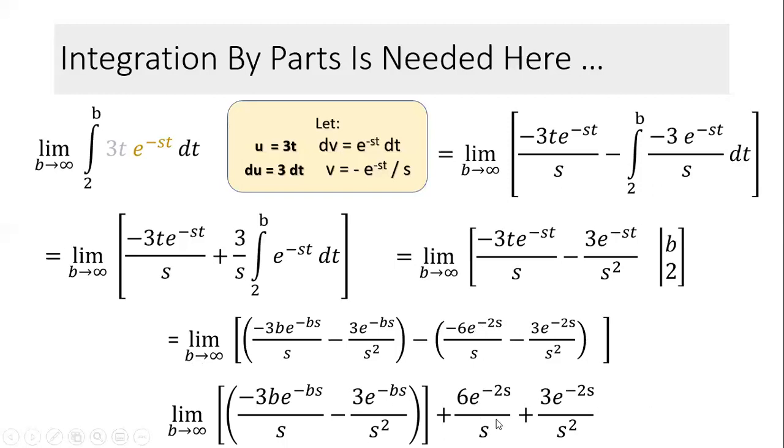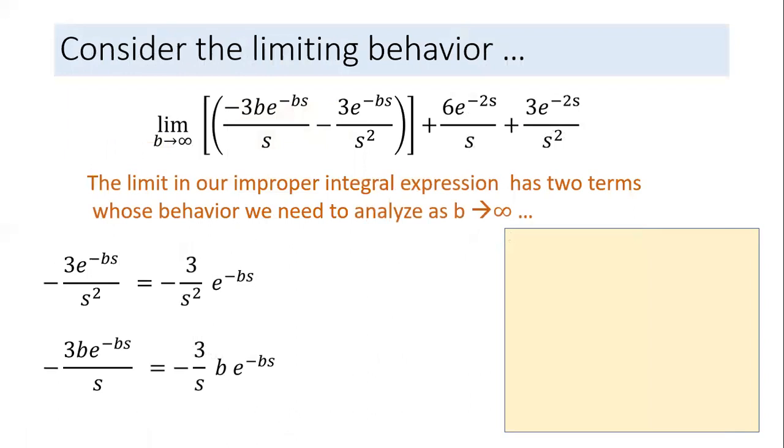So we're going to have these two terms here at the end, really plus 6 e to the minus 2s over s and plus 3 e to the minus 2s over s squared. Those will be constants that'll be outside of our limit. But we still have to think about this limit here as b is going to infinity. So let's now consider the limiting behavior of these pieces here.